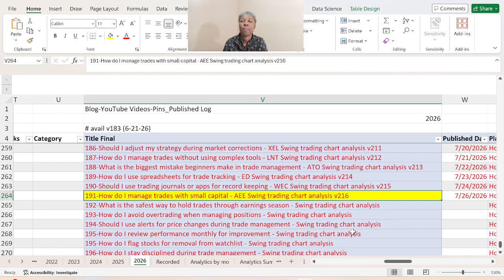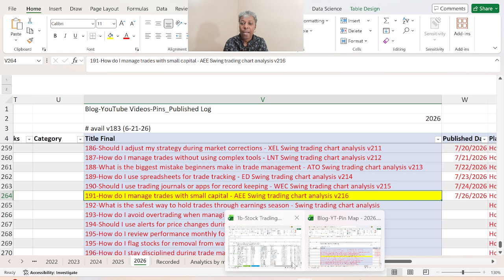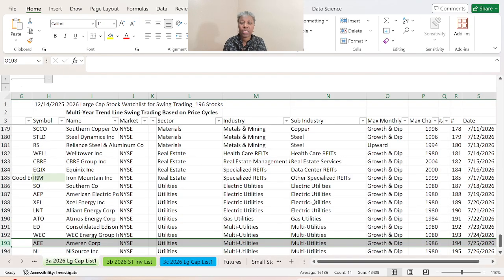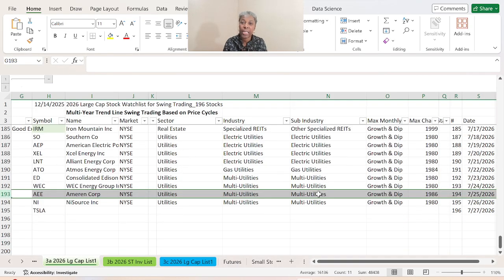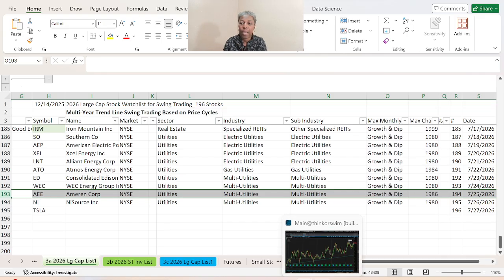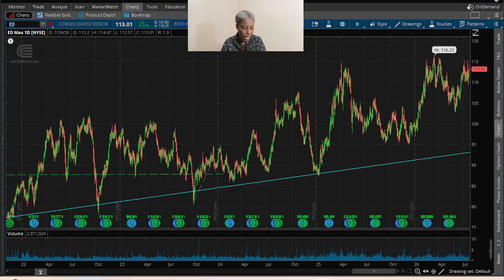Hello, how do I manage trades with small capital? When you have an account that you do not have a lot of money in, it's okay to buy one share of a stock per trade. Let's take an example of AEE as of July 25, 2026 to analyze.